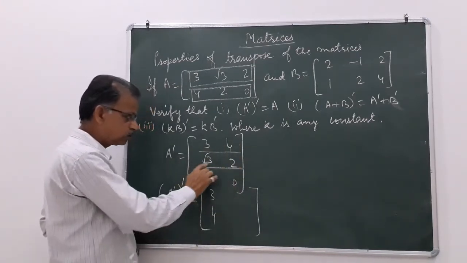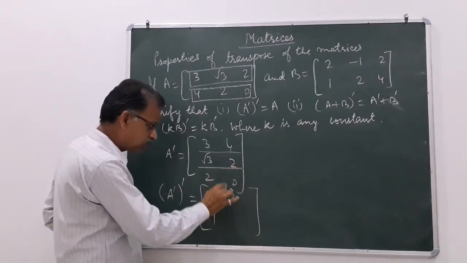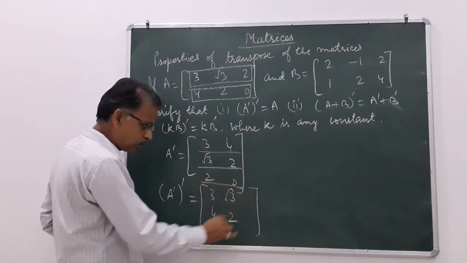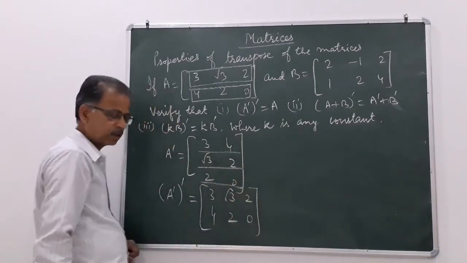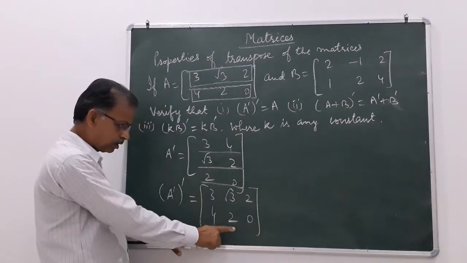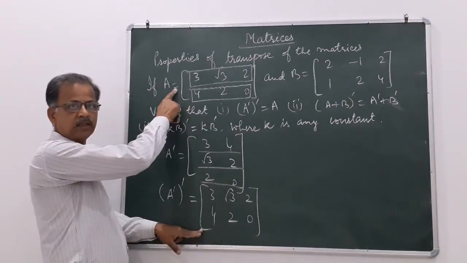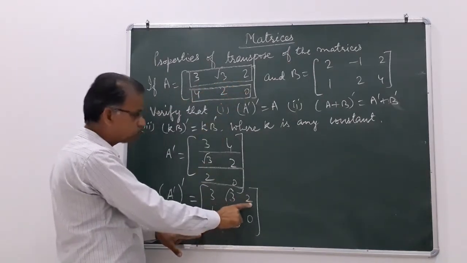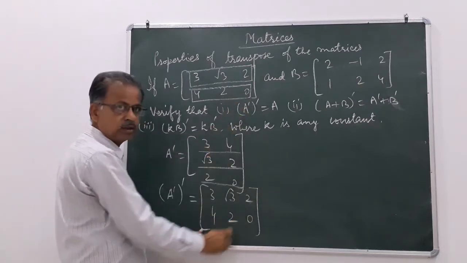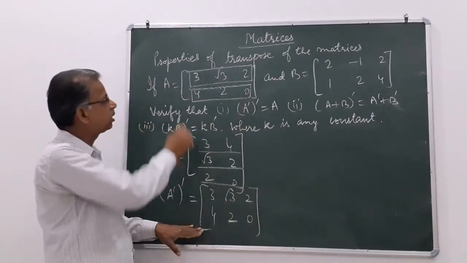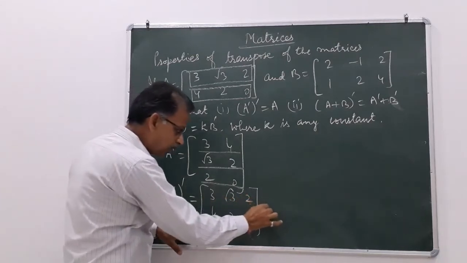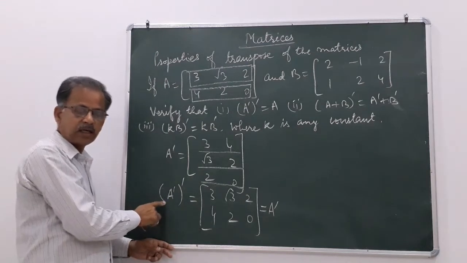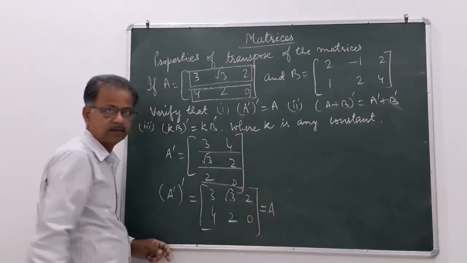Now second row is root 3, 2. We convert this second row into second column. And third row is 2, 0. We convert this in third column. Now observe elements of this matrix and the given matrix. 3, root 3, 2, and 4, 2, 0. It means this matrix is equal to matrix A. It means transpose of A dash is again equal to matrix A.